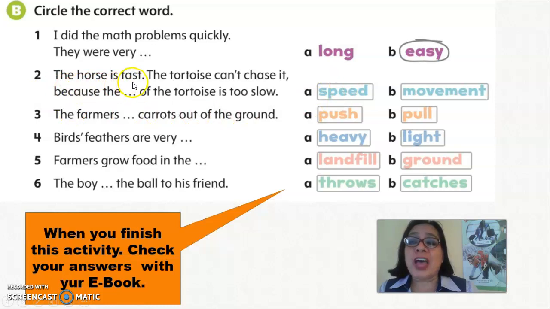2. The horse is fast. The tortoise can chase it because the speed of the tortoise is too slow. Speed or movement. 3. The farmer pulls carrots out of the ground. Push or pull. 4. Birds' feathers are very heavy or light. 5. Farmers grow food in the landfill or ground. 6. The boy throws the ball to his friends, throws or catches. Okay? So remember, check vocabulary and complete this activity. Continue.